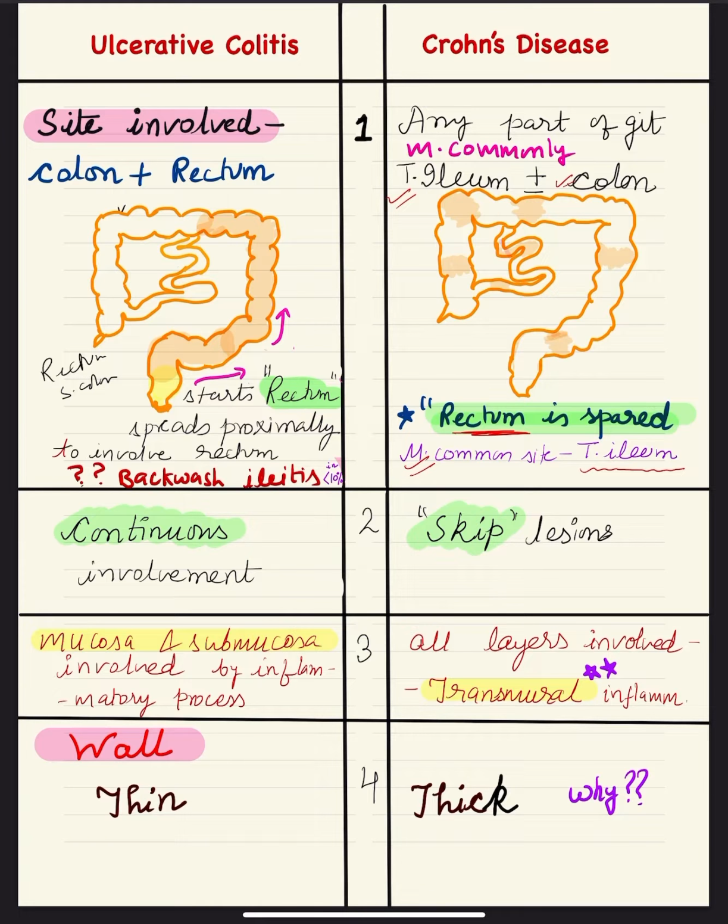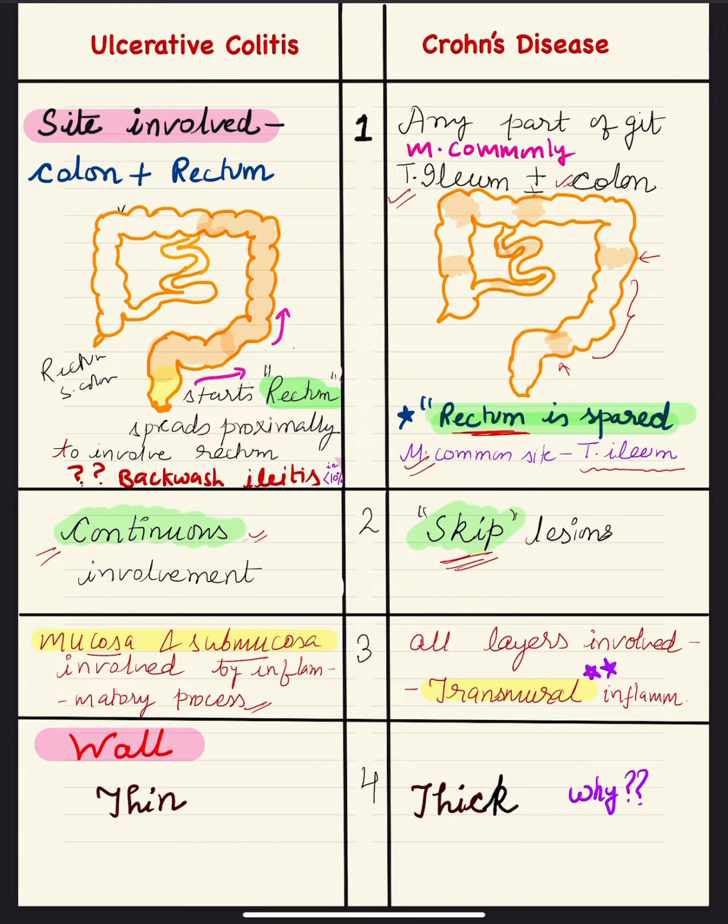Another important difference is that there are skip lesions in the case of Crohn's disease. So Crohn's disease involves the intestine in a discontinuous fashion. Here you can see it is involving some areas and sparing other areas. These are known as skip lesions. Involving the gut in a discontinuous fashion is a skip lesion, and involving the gut in a continuous fashion is seen in ulcerative colitis.